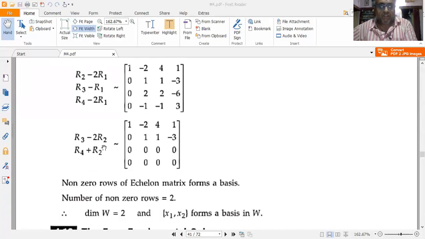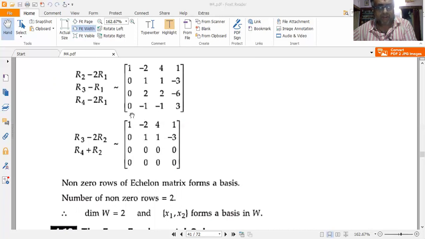Now I apply R3 minus 2R2 and R4 plus R2 to this matrix. So A is represented as 1, -2, 4, 1, then 0, 1, 1, -3. Now the third and fourth rows are going to change because of these two transformations. So R3 minus 2R2: 0 minus 2 into 0, I get 0. 2 minus 2 into 1, I get 0. 2 minus 2 into 1, I get 0. Minus 6 minus 2 into minus 3, I get minus 6 plus 6, which is 0.